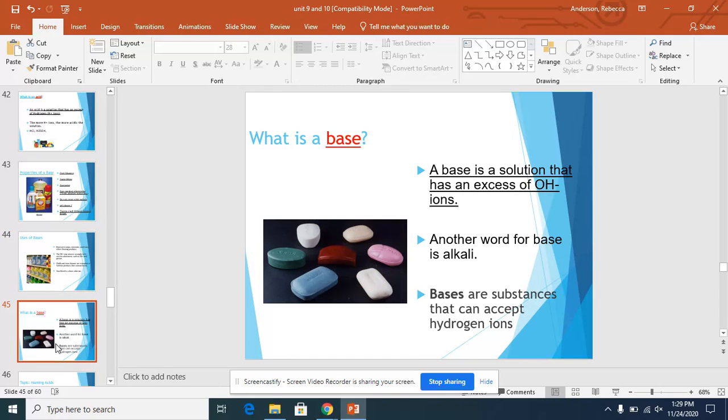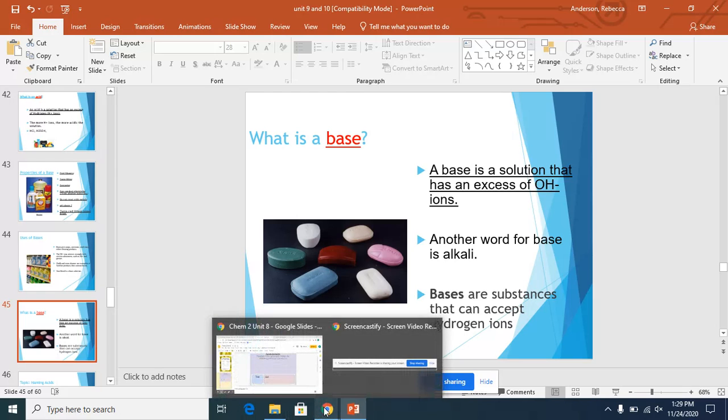So what is a base? So an acid had H plus ions. A base is a solution that has excess OH minus ions. Another word for base is alkali, and bases are substances that accept hydrogen ions.